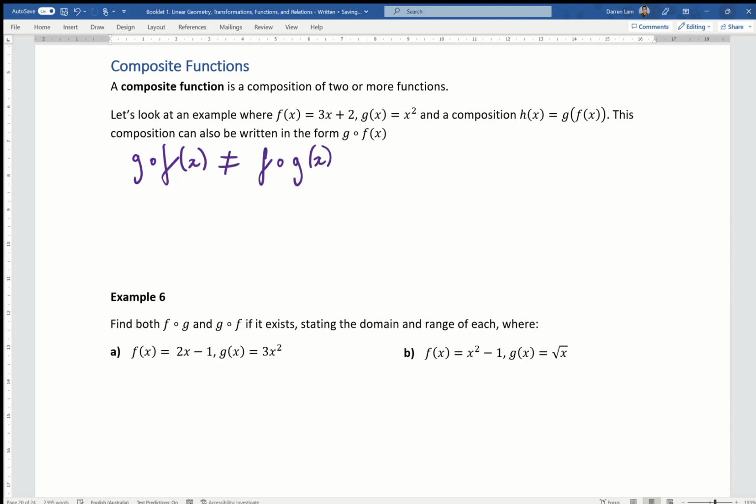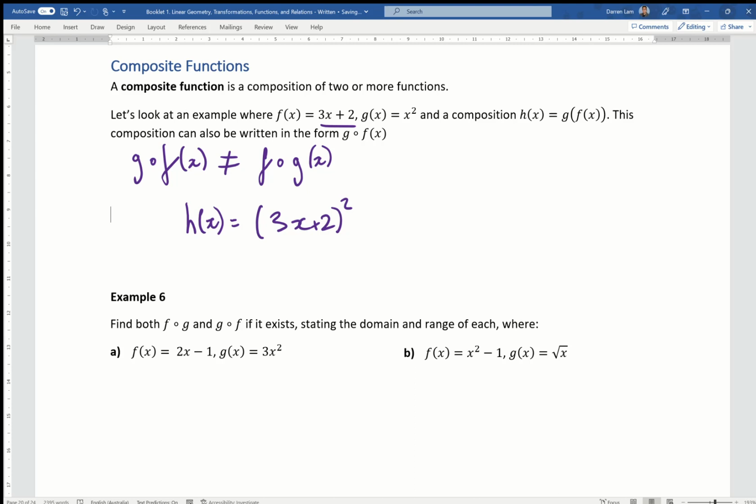Instinctively, g of f of x is when f of x is on the inside, and f of g of x is when g of x is on the inside. But generally speaking, unless they're the exact same equation, they don't equal the same thing. So if I was to find g of f of x, all I do is substitute x with whatever function was given for f of x. In this case, h of x equals, I'm going to substitute 3x plus 2 into my g of x. So it becomes bracket 3x plus 2 squared.